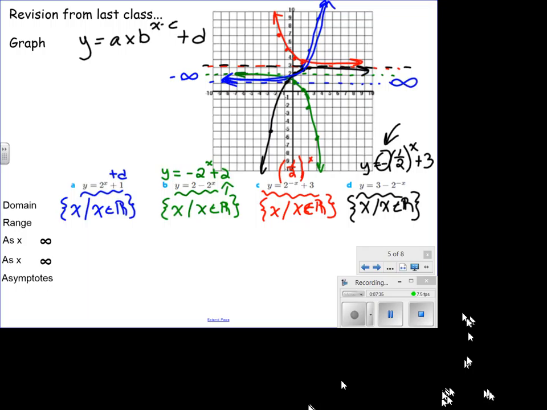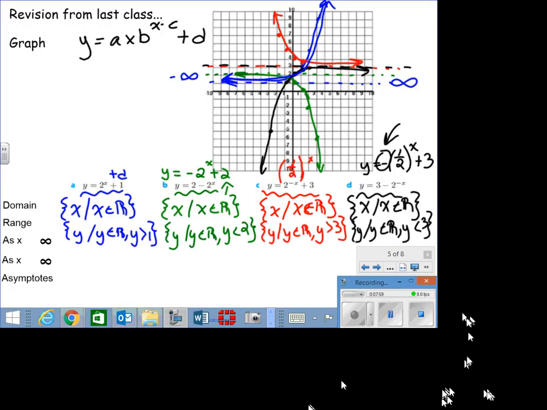So for all of these, if you choose the leftmost point and you just follow the graph toward the right, you're going to be able to go on forever. So all x values will eventually match up with corresponding y values. So any x value we can choose for our domain. So all of them are all real numbers. Let's see if our range is limited at all. Go ahead and push pause and see if you agree with these.